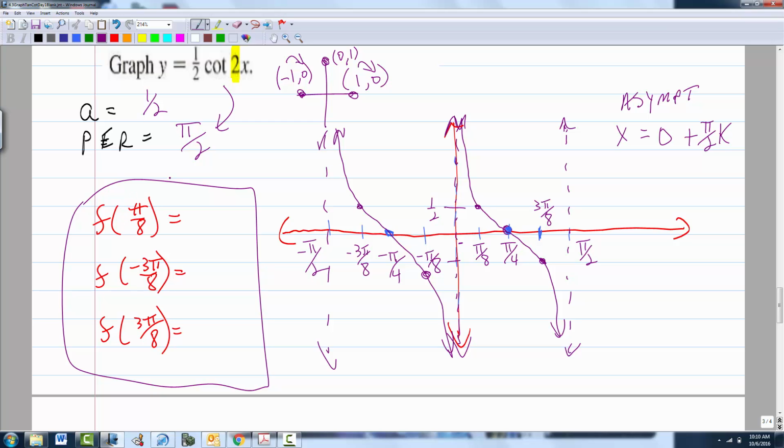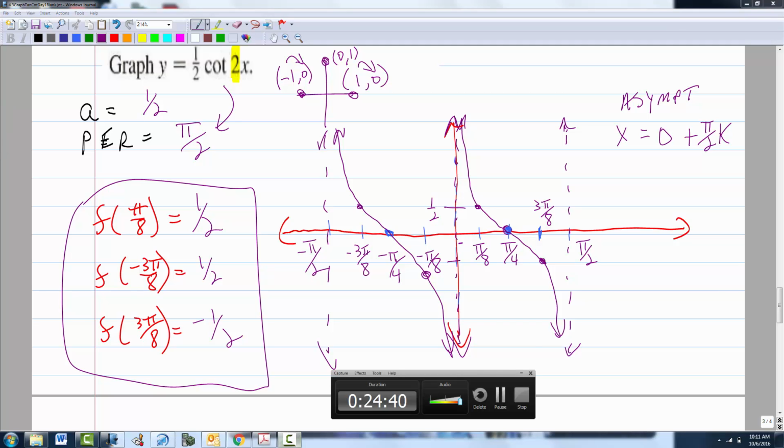What's f of pi over 8? What's the answer? How can he say a half immediately? Because a graph is a series of inputs and outputs. When I input pi over 8, what do I get as an output? 1/2. That's what this question means. I love those questions. What's f of -3 pi over 8 now that I've said this? 1/2. What's f of 3 pi over 8? -1/2. The graph is a series of inputs and outputs, a series of coordinates. Okay, so remember that too. I just like throwing that stuff in.